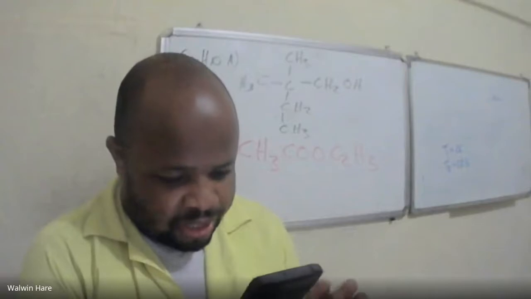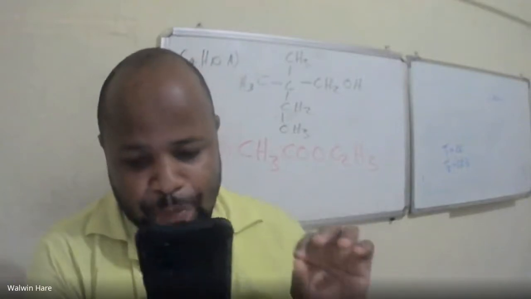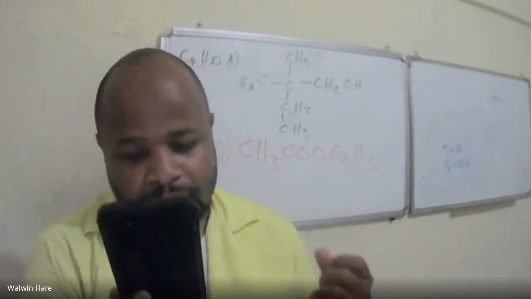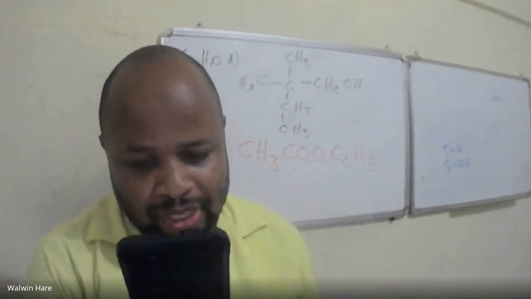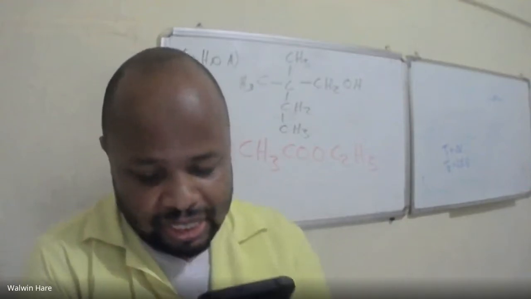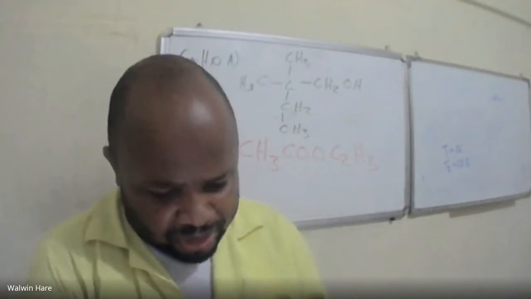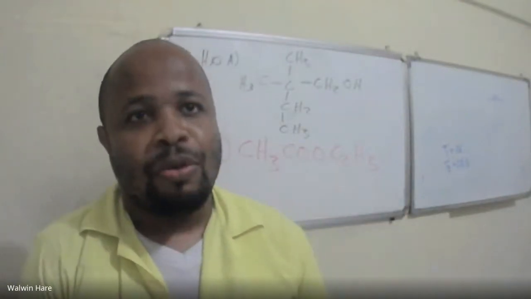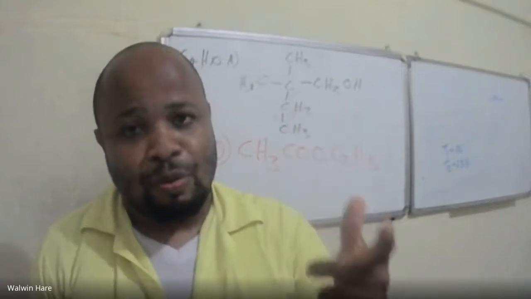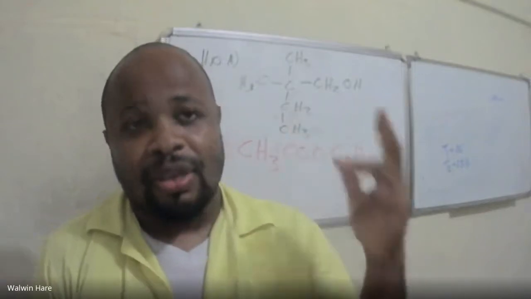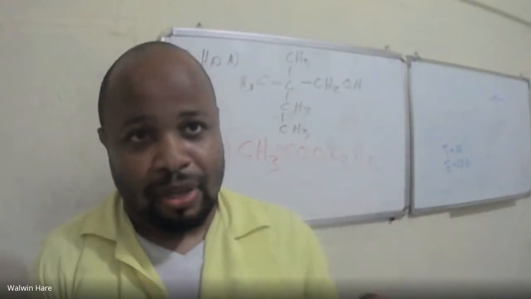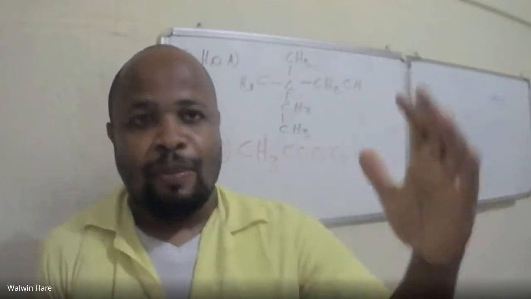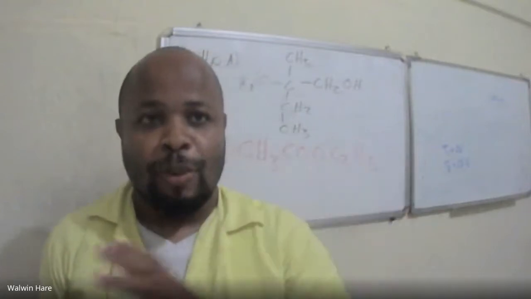Then the last one, it says, which of the following statements about compounds in a homologous series are correct? Some characteristics of compounds in a homologous series: they have the same functional group, they have the same general formula, they have similar chemical properties. But in terms of physical properties, as the amount of carbon increases, the physical properties change.